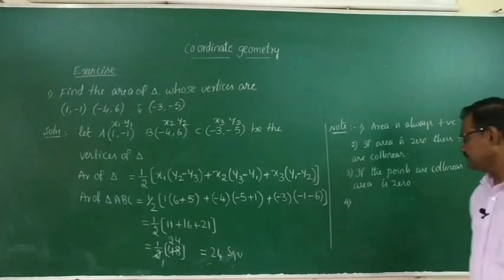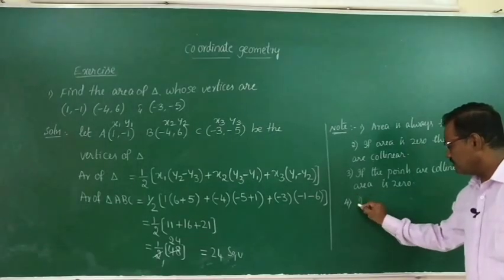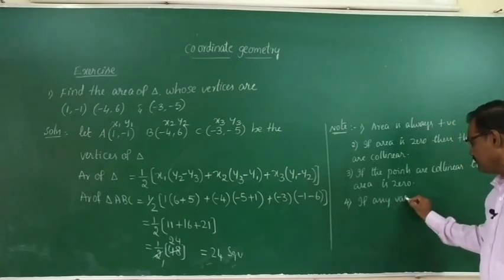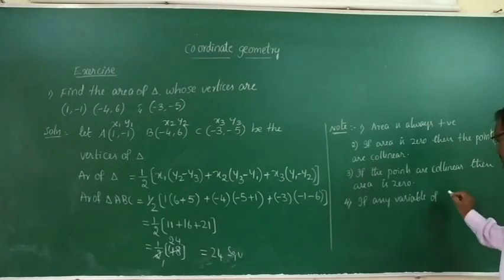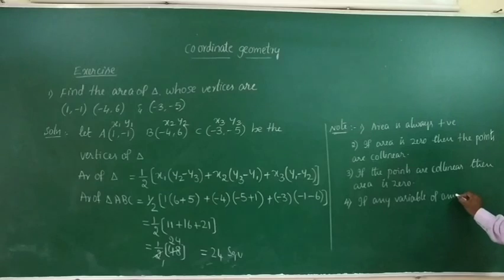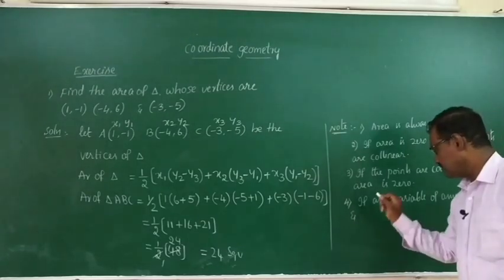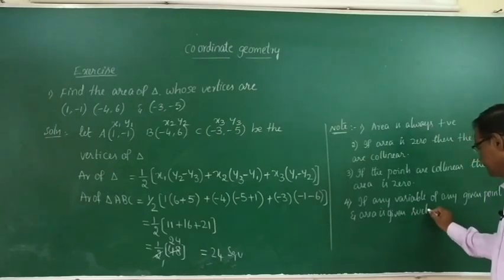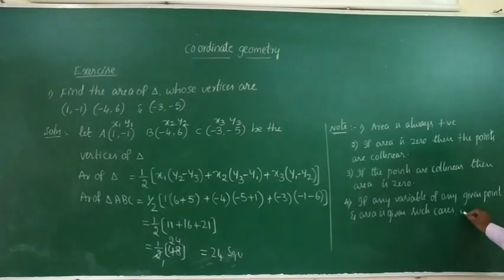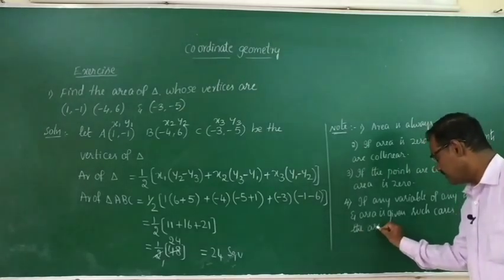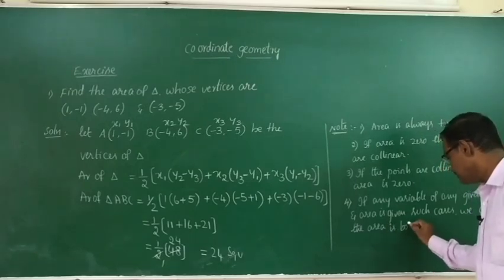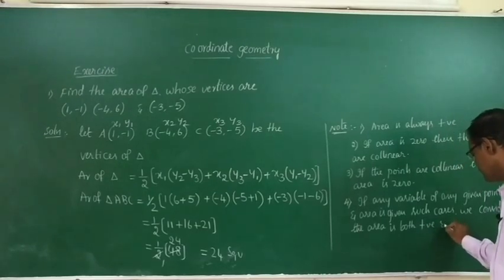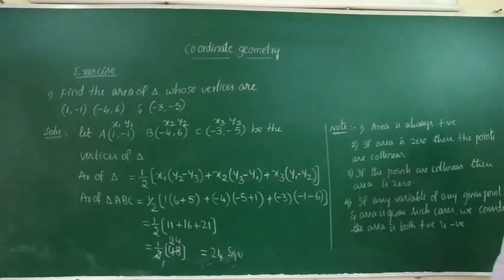So fourth point, if any variable of any given point and area is given, in such cases we consider the area is both positive and negative. Both positive and negative.